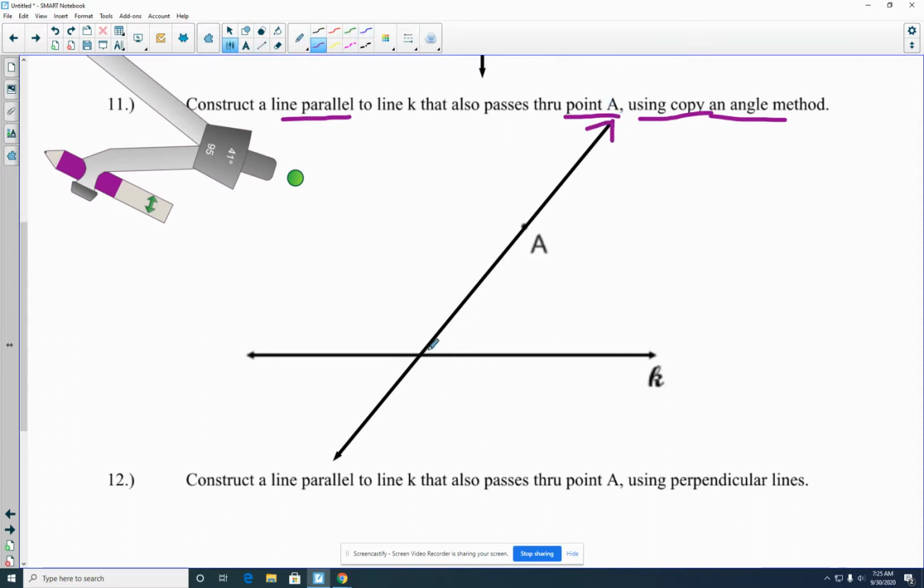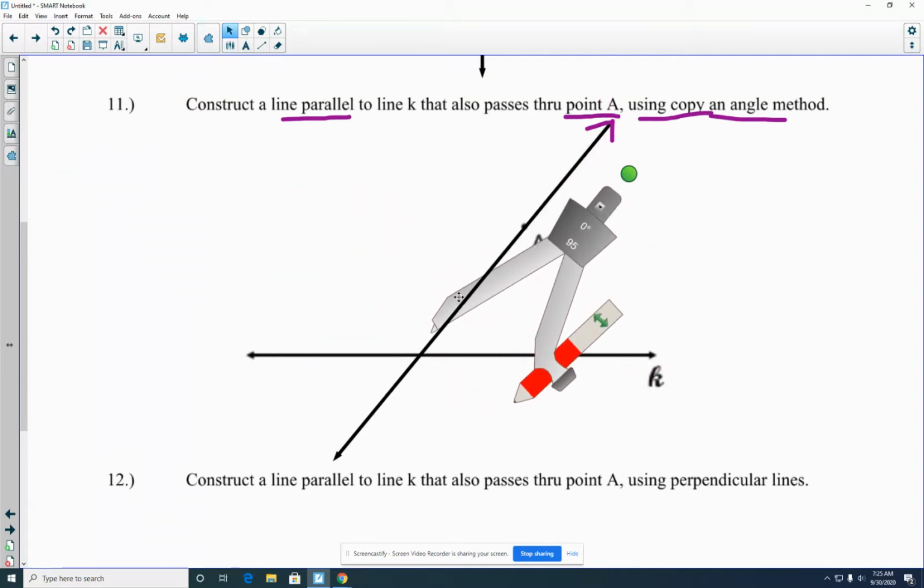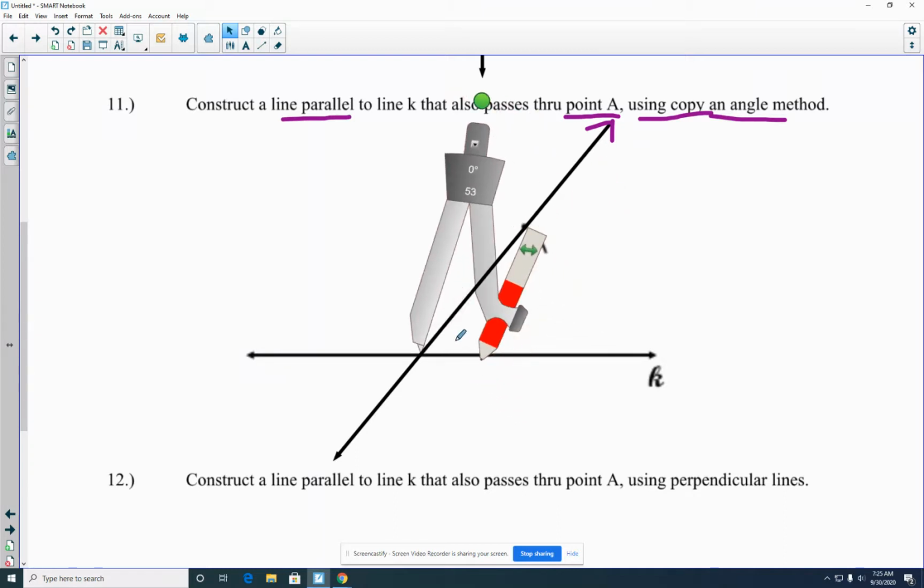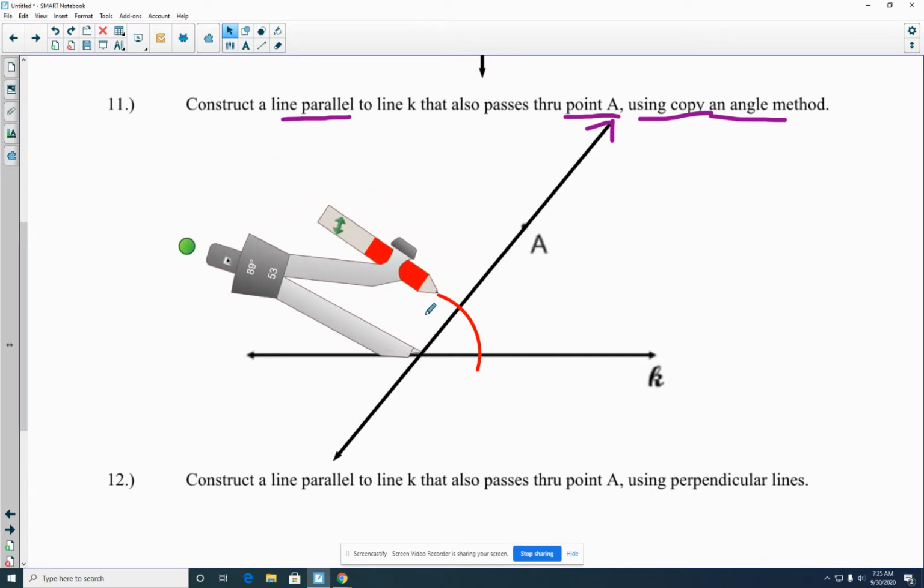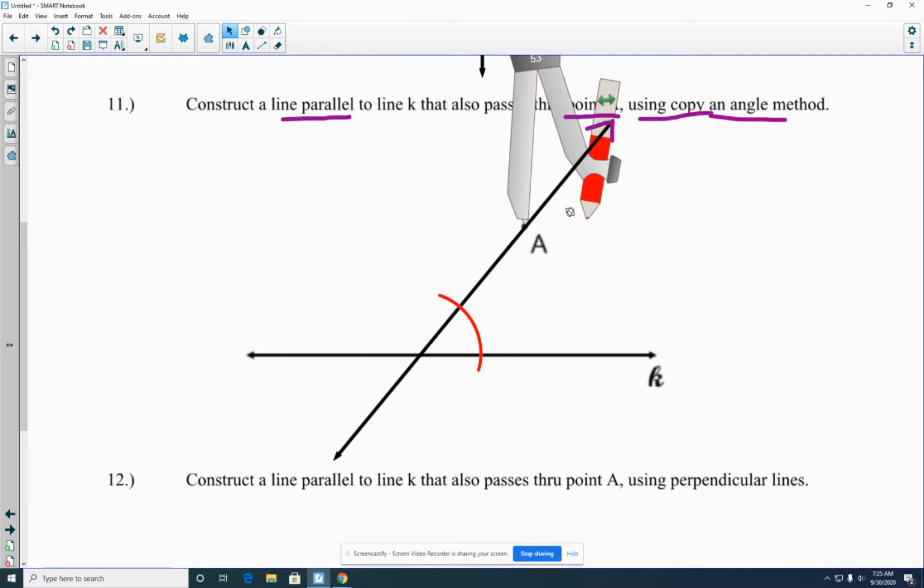Okay. Now we're going to copy this angle down here at point A. So I'm going to take my compass. I'm going to copy an angle. So in order to copy an angle, you start at the vertex. And you're going to swing an arc so that it goes through both sides of your angle. Bring that same exact measure now up to point A. Swing the same size arc approximately.